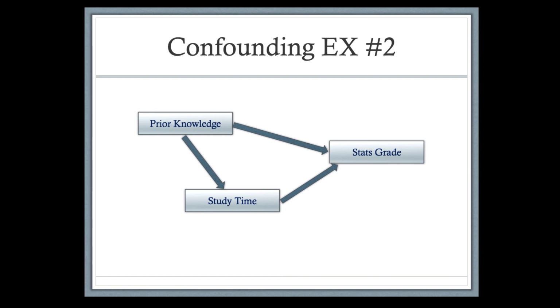If you already know this material pretty well, you're probably going to spend less time studying or need to spend less time studying. And then we want to make sure that prior knowledge is not on the pathway between study time and stats grade. Okay, so here we're thinking, does the amount of time you study directly impact your prior knowledge? And no, it doesn't, right? The amount of time you're studying now cannot affect how much stats knowledge you had before entering this course. Okay, so it's not meeting the criteria as a mediator. It seems conceptually to fit as a confounder.